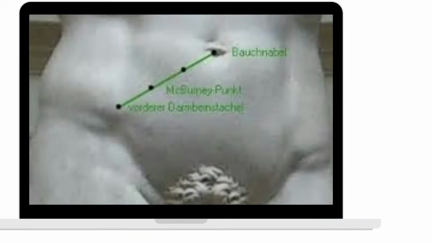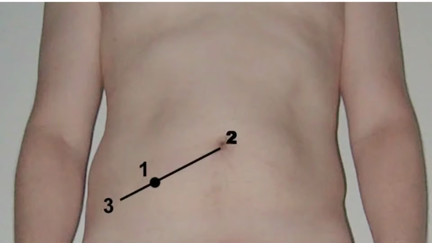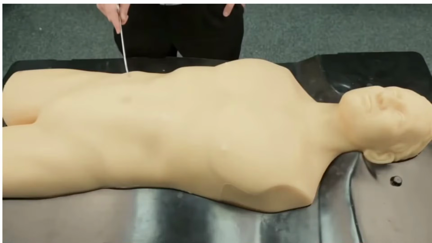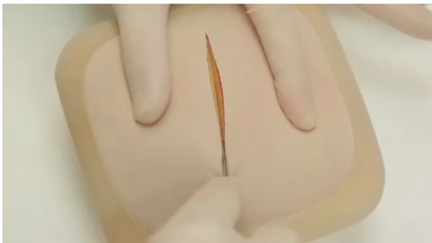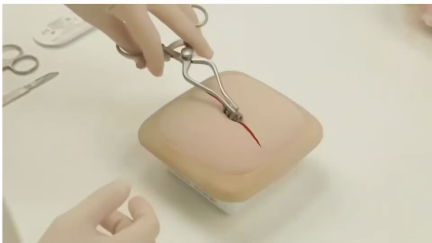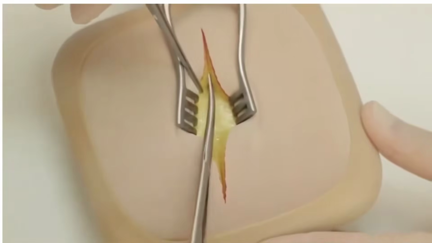Make a skin incision at McBurney's point, 1/3 of the distance from the anterior superior iliac spine to the umbilicus. Length is typically 6 to 8 centimeters. Incise through subcutaneous tissue and the external oblique aponeurosis in line with its fibers.